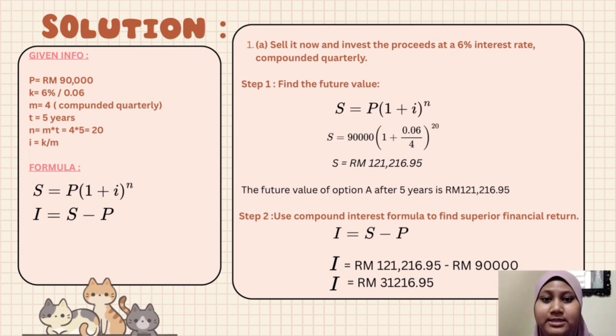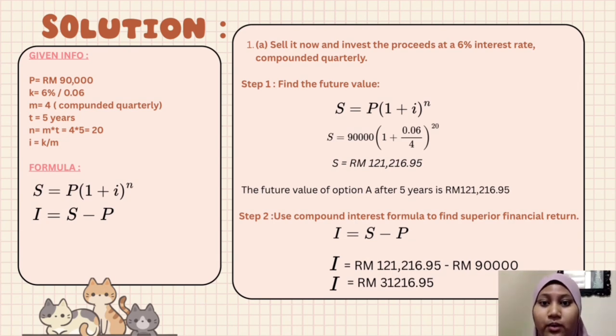So the solution for 1A is, for the first step, we need to find the future value. The formula for the future value is S equals P(1 + i)^n. We already have the full information in our question: our principal is 19,000 ringgit, our rate is 6%, or we can write it as 0.06, and our compounding frequency is 4. Why 4? Because it is compounded quarterly. Our time t is 5 years.